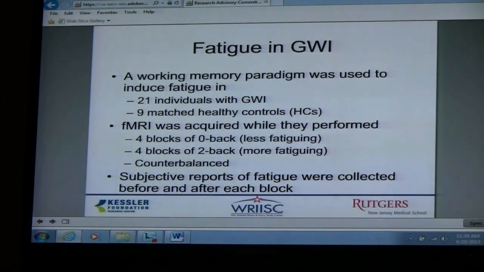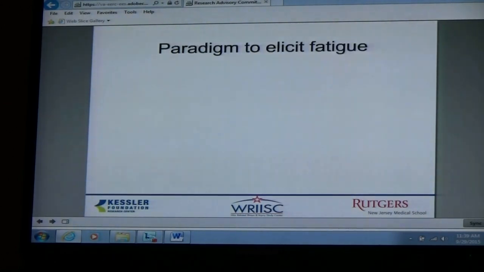And we acquired fMRI while they performed 4 blocks of the 0 back task, which I'll come on to in just a minute, that task is less fatiguing, and they performed 4 blocks of the 2 back task, which is more fatiguing. I'll explain that too. The order in which those were administered was counterbalanced across people. And we got subjective reports of fatigue before and after each block.